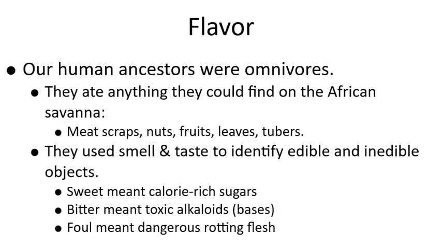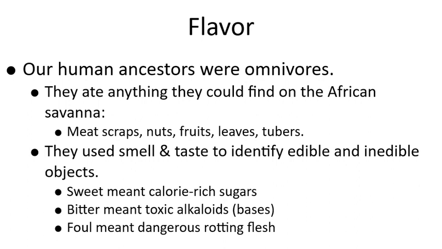Remember that our human ancestors were omnivores. That is, they ate anything of nutritional value that they could find on the African savanna, including scraps of meat, nuts, fruits, leaves, tubers, and so on. They used their senses of smell and taste to identify edible and inedible objects.